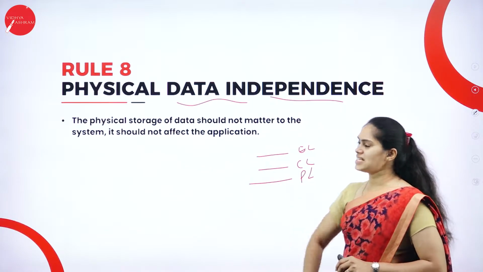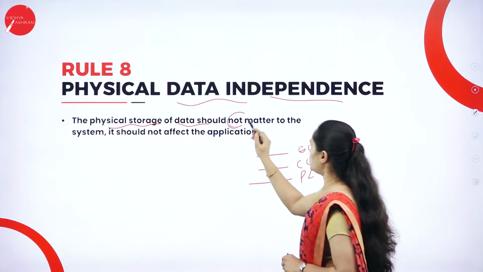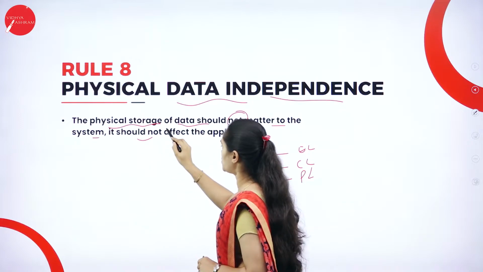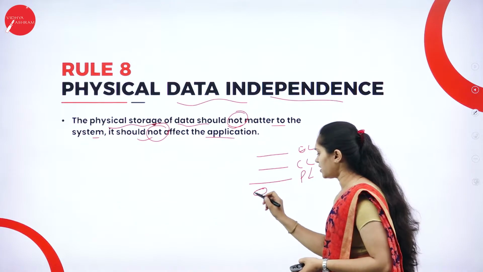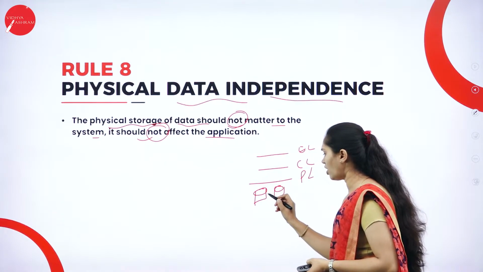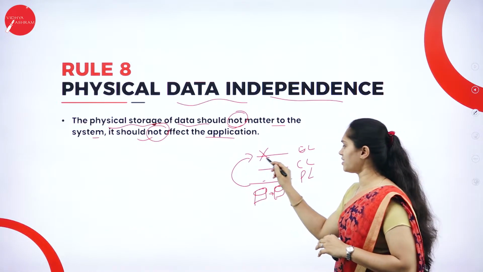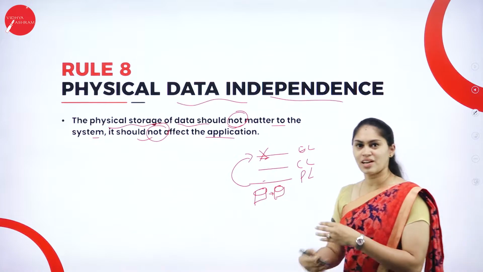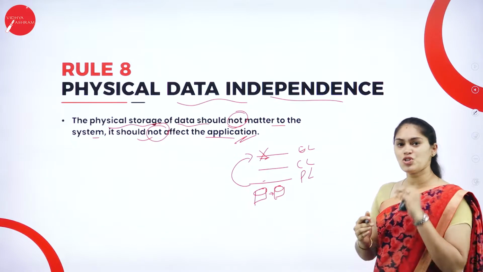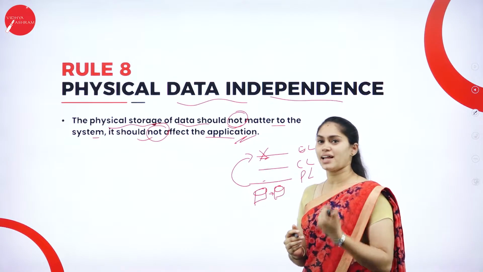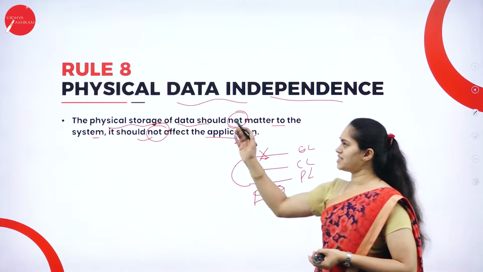So what this rule 8 says, we'll see now, is that the physical storage of data should not matter to the system. It should not affect the application. So whatever changes we are making, whatever content we are altering, if we are altering the order of records, whatever changes we are doing in the physical level, that should not affect the external level or the user who is using that application. The application level or external level should not get changed or affected if you are doing some changes in the physical level. That is what physical data independence.